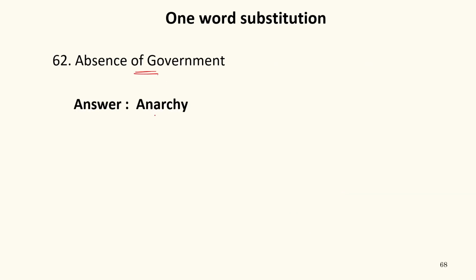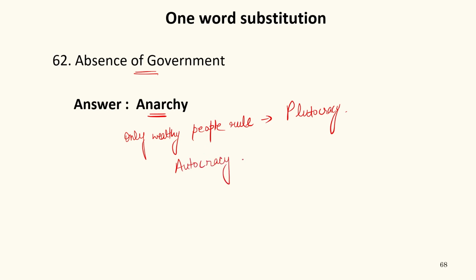Then absence of government, this is known as anarchy, when there is no government. When only wealthy people rule, or we can say government is made by wealthy people only among themselves, that is called plutocracy. When people rule themselves, this is called autocracy. Democracy, we see democracy in India, of the people, for the people, by the people. And anarchy is absence of government, when there is no government or the government is absent over there.